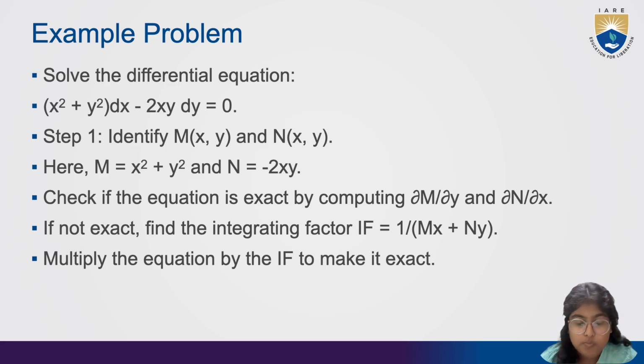We can also see that the equation is in the form of M dx plus N dy is equal to 0. And so we can identify that M(x, y), or simply M, is equal to x² plus y². And N(x, y), or again simply N, is equal to minus 2xy.